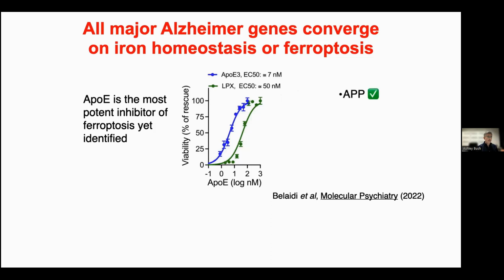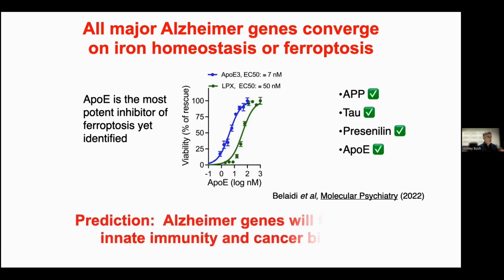So I've shown you evidence that APP, tau, presenilin, and apolipoprotein E are each involved in iron homeostasis or ferroptosis. And because ferroptosis is a defense against cancer and infection, we predict that Alzheimer's disease genes will feature in innate immunity and cancer biology.